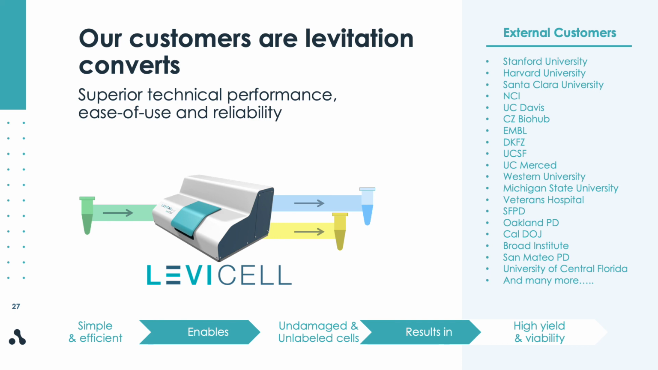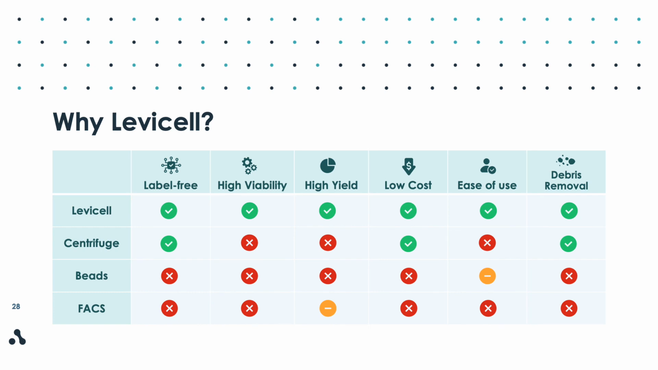And so with that, in summary, I'll leave you with why you would use the LeviCell. The reasons are several. It's completely label-free and gives you the highest yields and viabilities possible. It's extremely easy to use because it includes debris removal and all pre-processing. And when you actually look at your true cost of obtaining a primary sample, processing that primary sample, and being able to get the most viable cells out of that sample, it is by far the lowest cost method available.